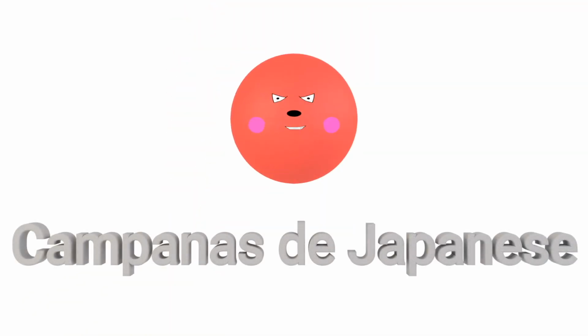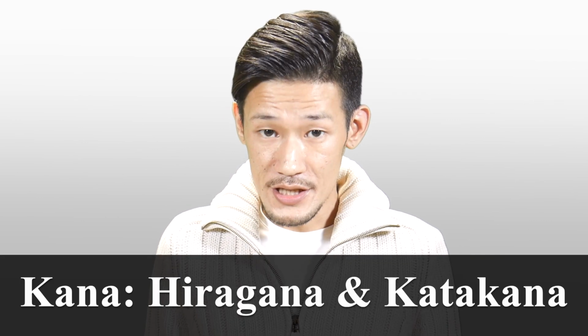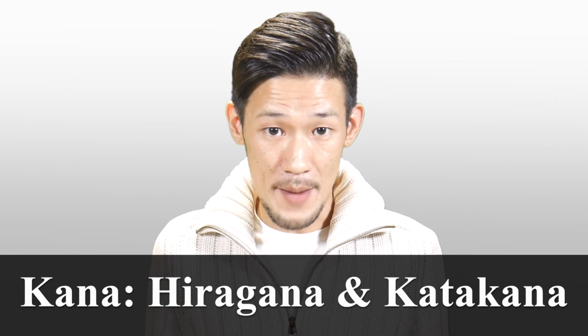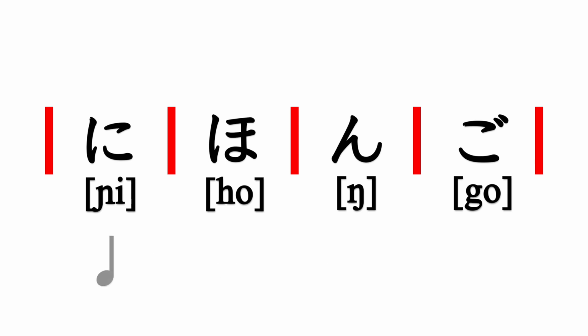Kana in Japanese. As I mentioned in several other videos, each kana takes the same amount of time to pronounce. For example, 日本語. Let's say each kana takes 1 beat to pronounce. Then the word 日本語 takes 4 beats to pronounce. 日本語.